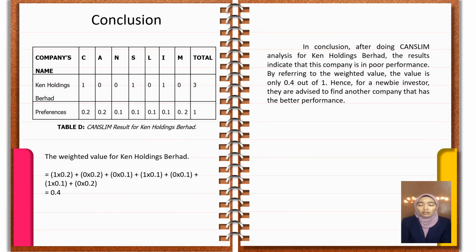Conclusion: after we do the analysis, the result shows that this company is actually in a poor performance. If we refer to the weighted value, the value is only 0.4 out of 1. So for a newbie investor, they are advised to find another company with a better performance.